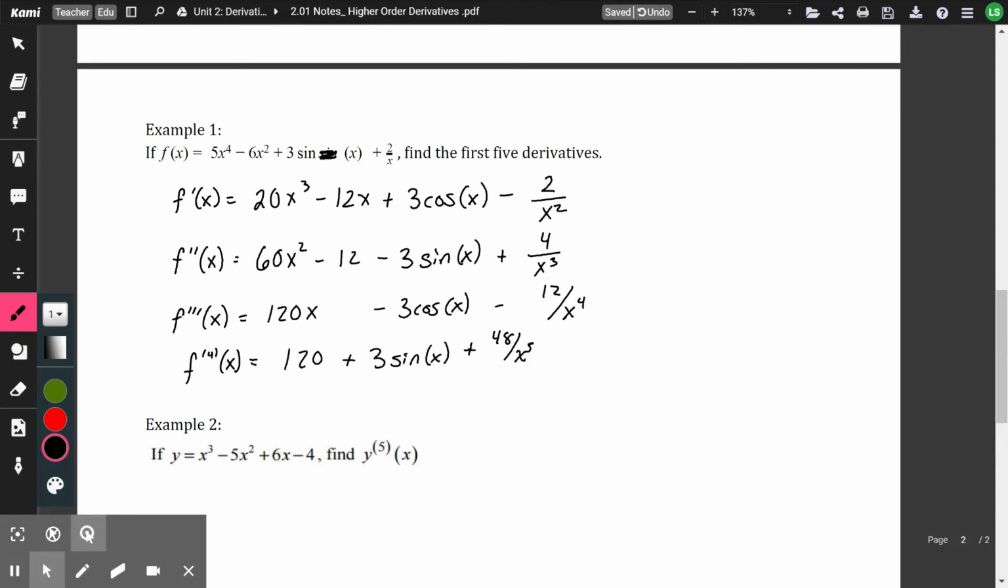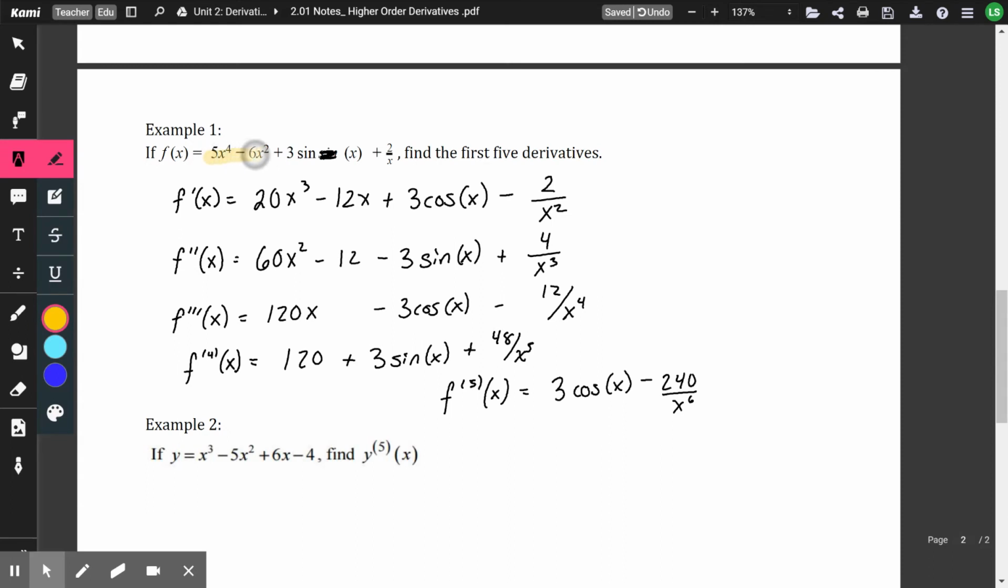And last, we're going to take the fifth derivative, which again, we're just going to continue to apply all the same rules. And there we have the first 5 derivatives of f of x. Now notice what happened with some of the terms. We were applying a lot of the power rules to these different terms.